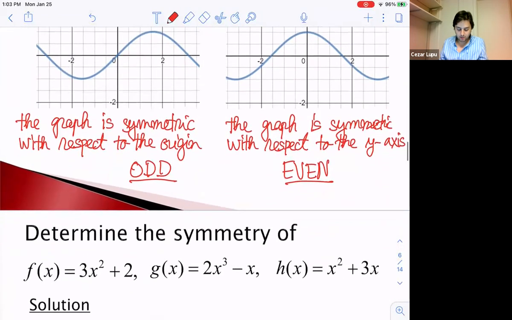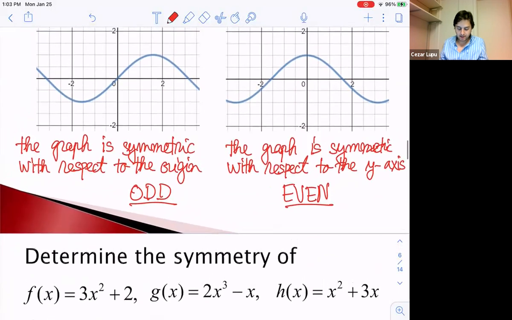And now let's look at, I want to do an example. So let's look at this example. So we would like to determine the symmetry of these functions. f of x is 3x squared plus 2, sorry. The second one, g of x is 2x cubed minus x. And the third one, h of x is x squared plus 3x. When we say we would like to determine the symmetry of these functions, what do we mean? We mean that we would like to determine which function is even, which function is odd, correct?